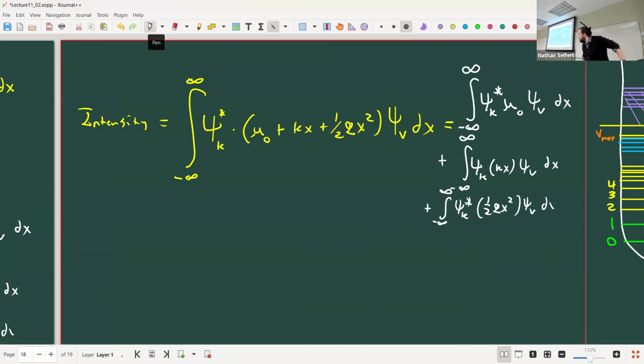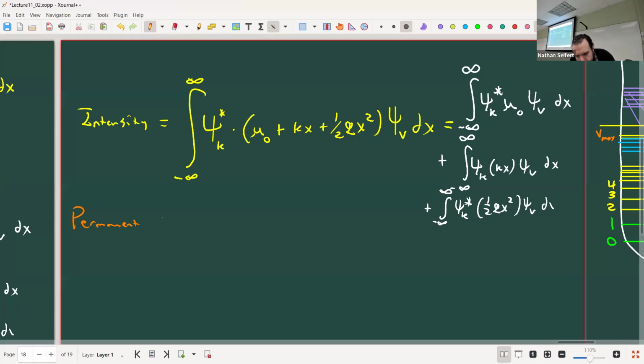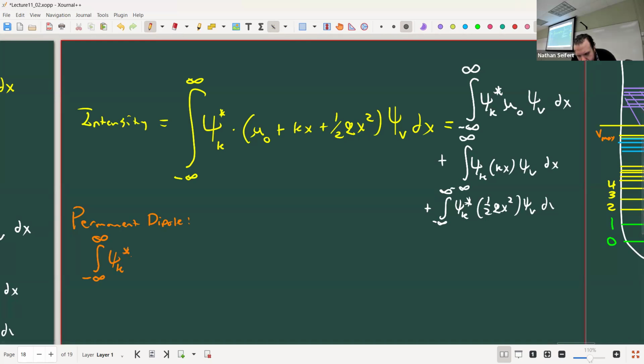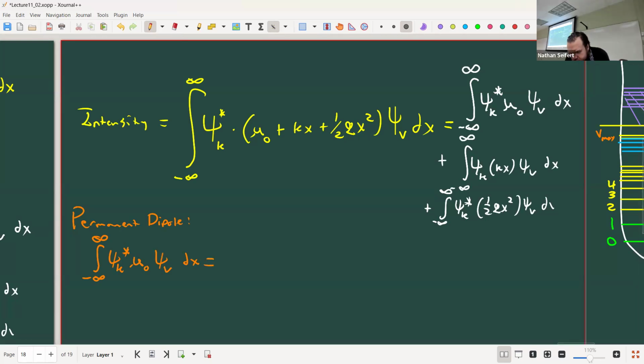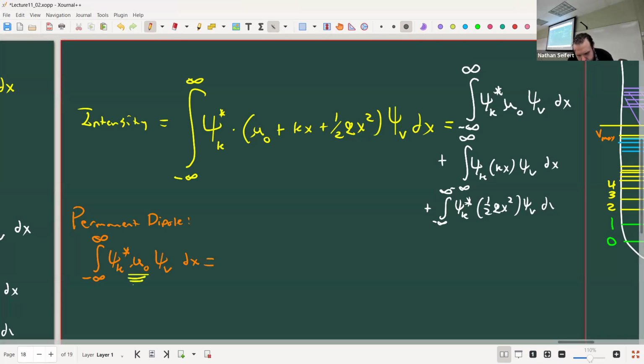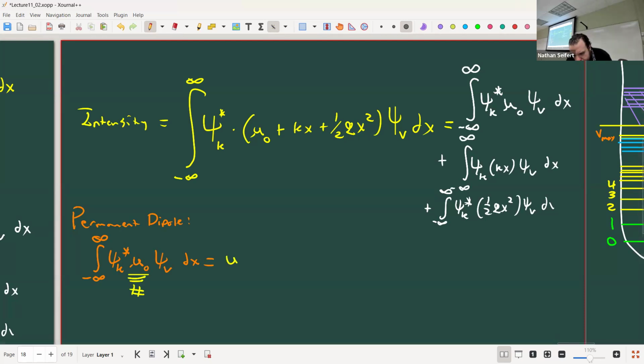So let's look at these terms individually. We first have the constant, the permanent dipole term. That's the integral from negative infinity to infinity of psi k star, some number mu naught, psi v dx. Since mu naught is a number, it's just the permanent dipole moment. We can bring it out of our integral.